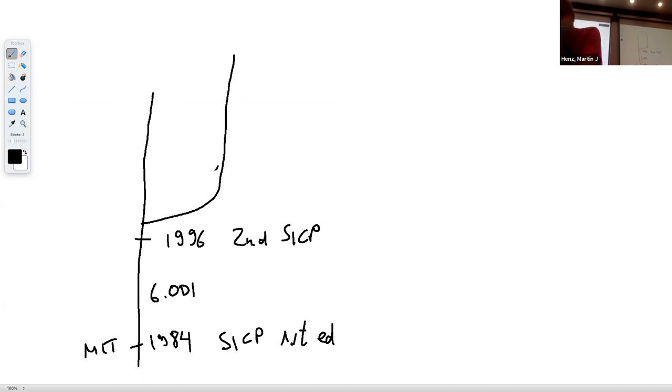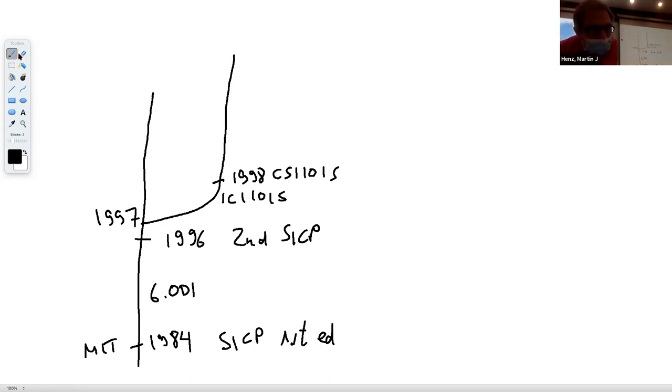So NUS took this textbook and started to use it in a course, this was 1997. That was just a year before the School of Computing was started. And that was a course called IC1101S. Then in 1998, the School of Computing renamed their courses to CS1101S. So that was when this whole thing started, and this continued all the way to 2012.